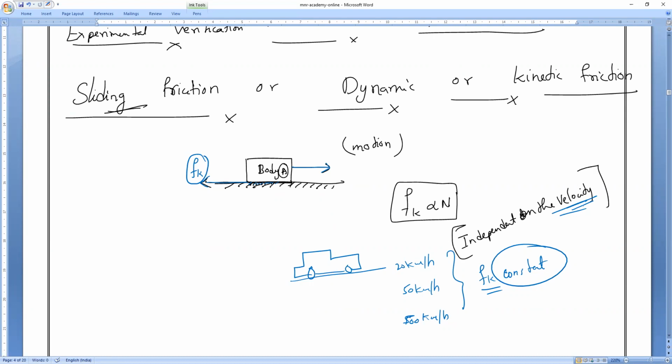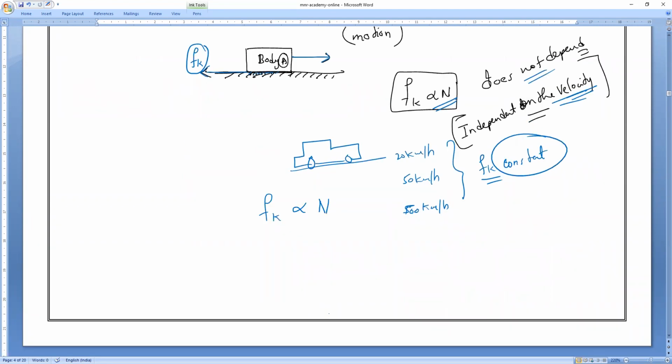So it is independent of what? Independent of the velocity. It does not depend. You can write it. It does not depend on the speed or velocity of the body. So always it depends only on the normal reaction. Please remember that. So I can say FK, F limiting, is directly proportional to normal reaction. Right or wrong, guys? Yes. So now we know mathematics.